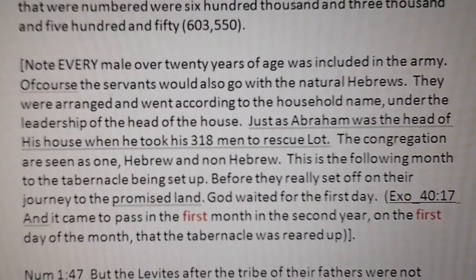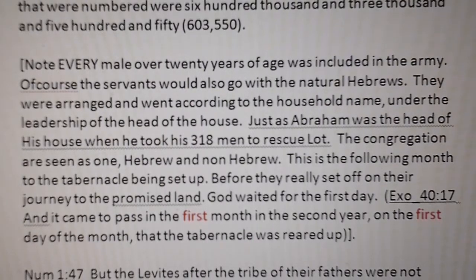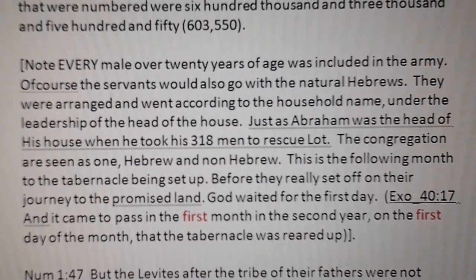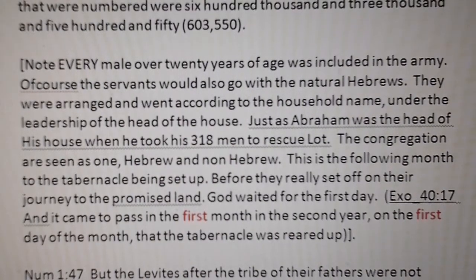Okay, now. Note, every male over 20 years of age was included in the army. Of course, the servants would also go with the natural Hebrews. They were arranged and went according to the household's name, under the leadership of the head of the house. Just as Abraham was the head of his house when he took his 318 trained men to rescue Lot. The congregation, as seen as one, Hebrew and non-Hebrew, would be part of the army.